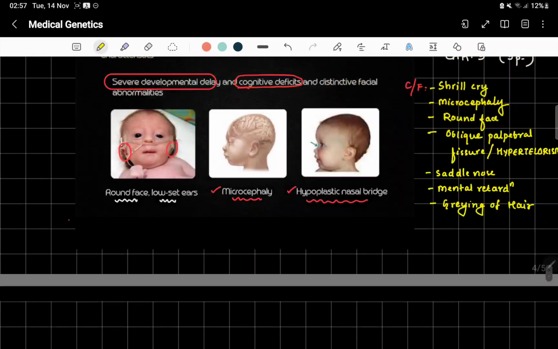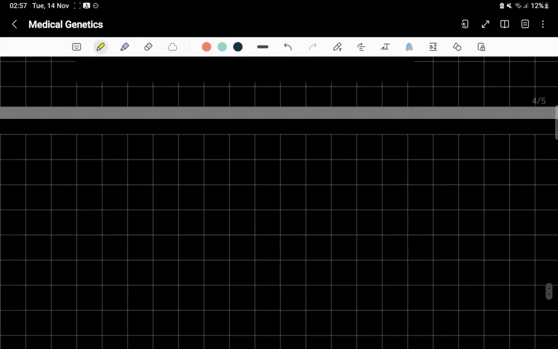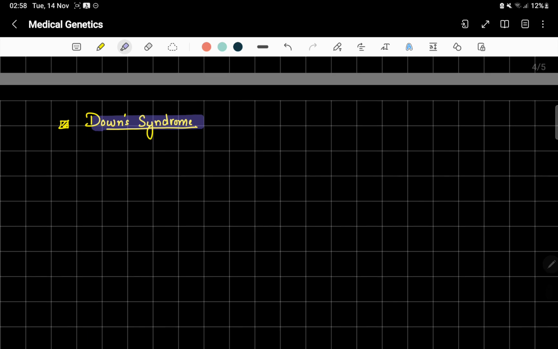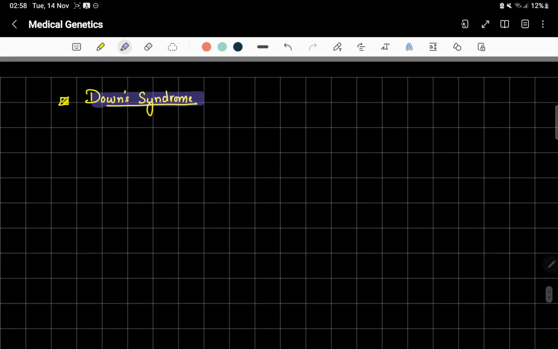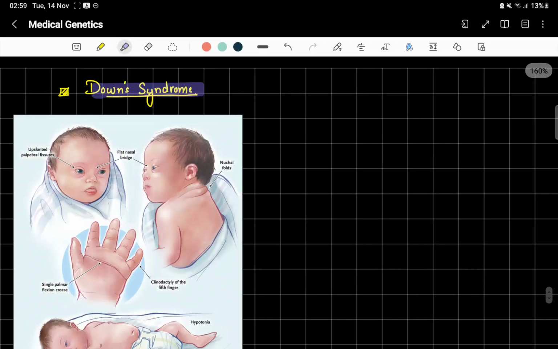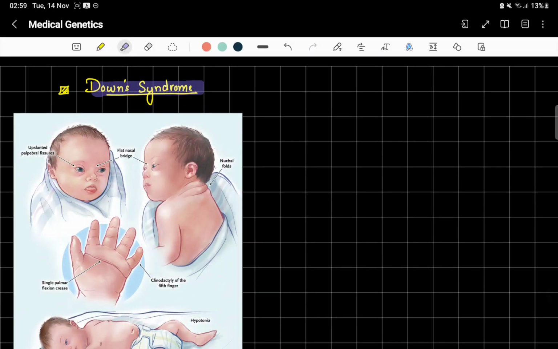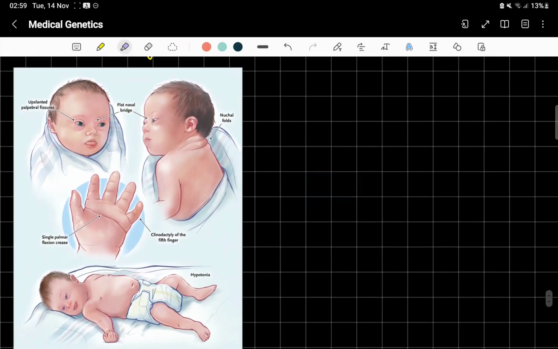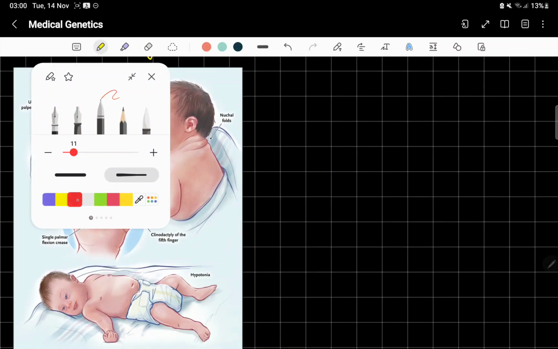Okay. Then let's talk about another syndrome, which is your infamous Down syndrome. Down syndrome is an important part. You may get a short question on this. So let's start with Down syndrome. You can see the patient here. Some features can be seen, but let's not go to features first.